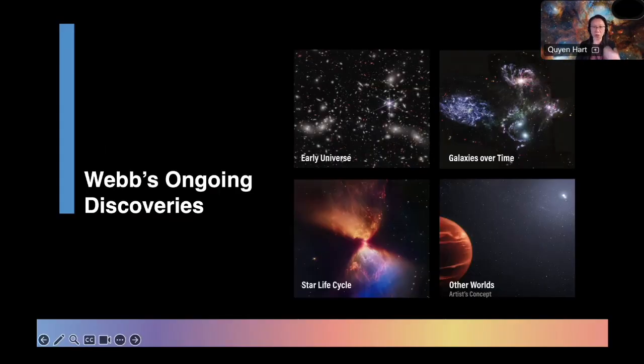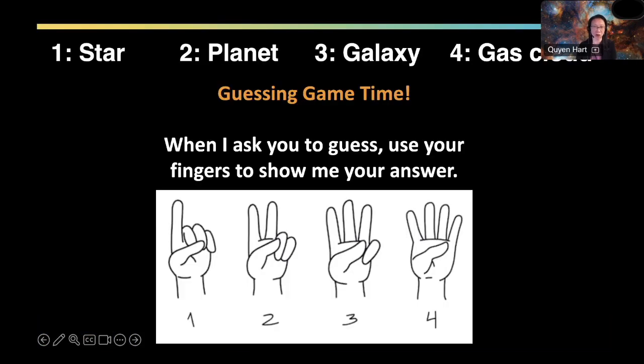Now, for Webb's ongoing discoveries here, there's all different areas, and we talk about them in themes: the early universe, galaxies over time, star life cycle, and other worlds. So one science topic could probably fit in all these. Now, if you're reaching a really young age, they might not even have this context. So for a younger age group, I highly encourage, one, that you don't give them a PowerPoint for 30 minutes because they will tune out. So keeping them engaged is really important.